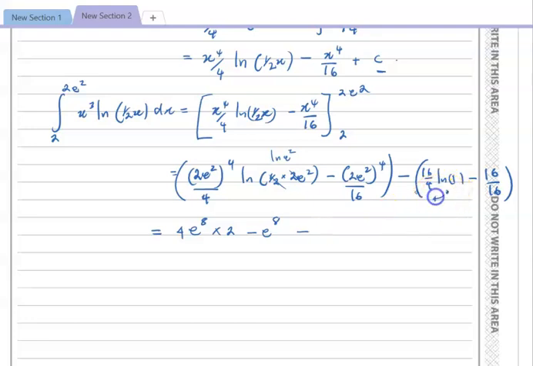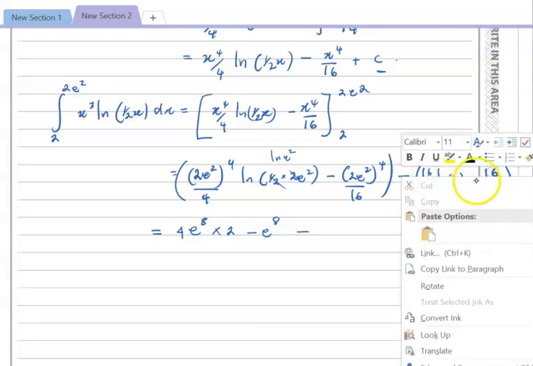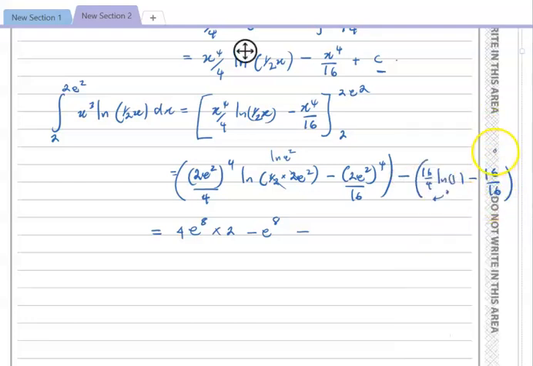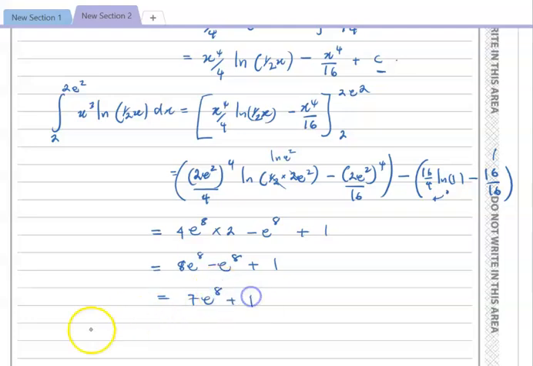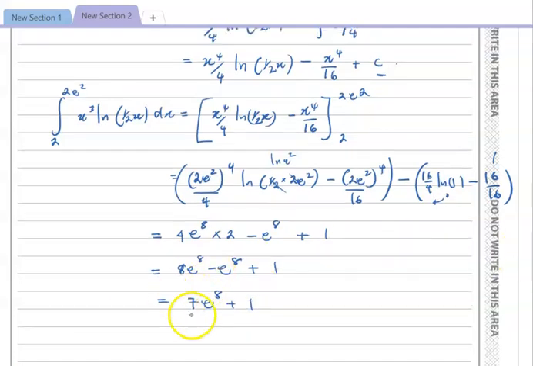So this is 0, and then this is a minus, this is going to be 1. So you have a minus 1, it's going to be a plus 1 here. All right. Then what we have here is 8e power of 8 minus e power of 8 plus 1. So you have 7e power of 8 plus 1. So that will be your answer in the simplified form. Thank you.